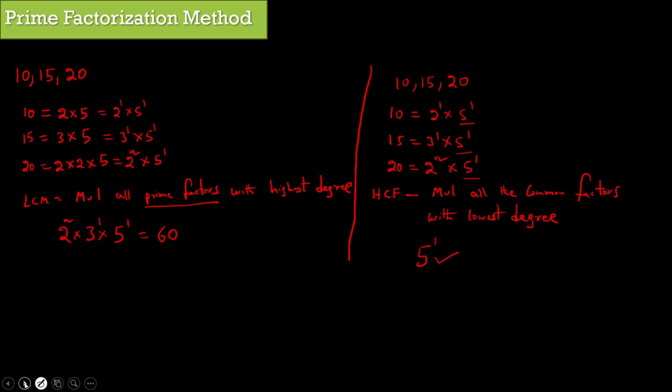Now let's see some more examples for the prime factorization method. Now let us find out the LCM of 42, 70, 98 and 126 using the prime factorization method. So how to write 42 as a product of prime numbers? 2 into 3 into 7.